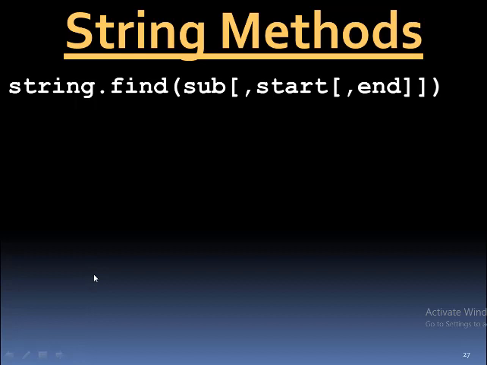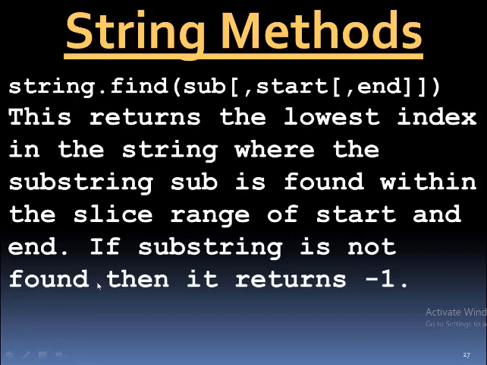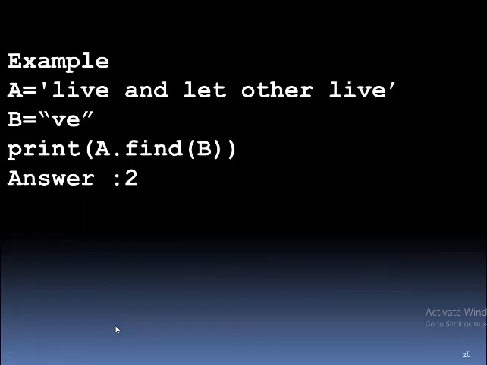Next method is the find method. Find method finds the position of the substring in the given string. You can pass two arguments, start and end. They are optional. If they are mentioned, then this function will search only between that limit. It will return the lowest index where the substring has been found, and if the substring is not found in the given string, then it returns -1.